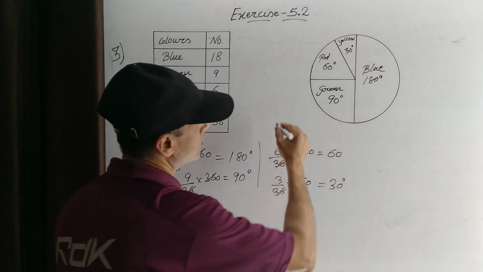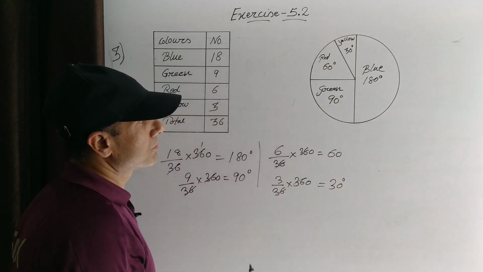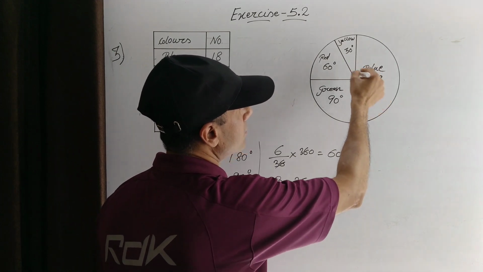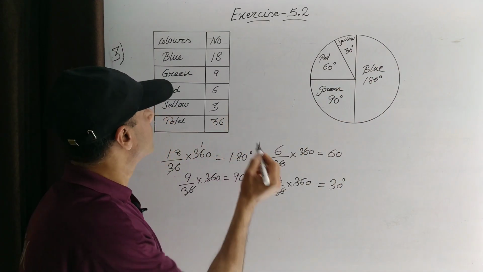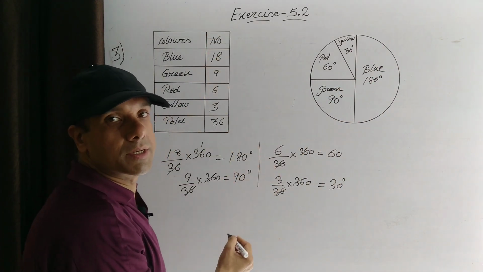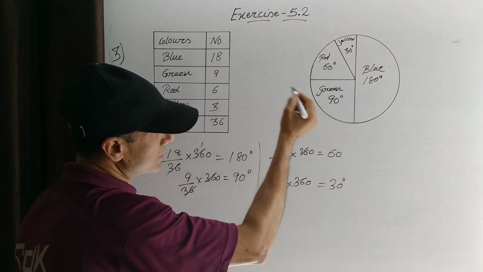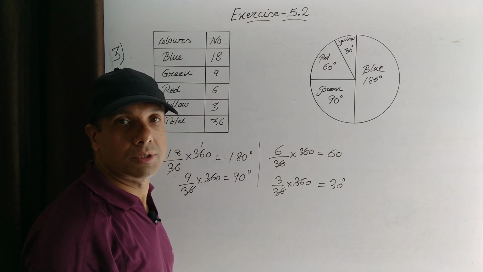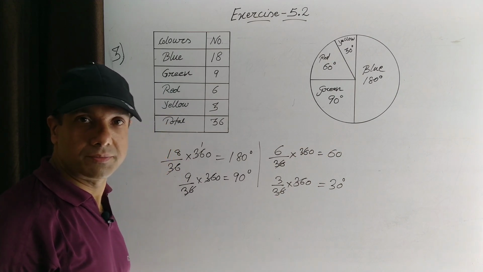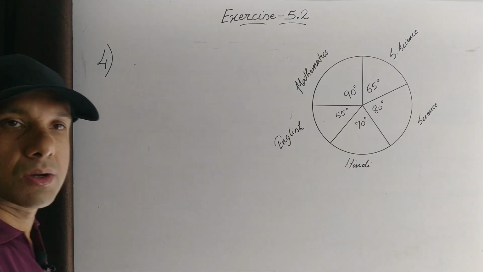Clear? So we have obtained a pie chart based on the central angles of various sectors which represent certain data, as in total these angles at the center add up to 360 degrees. Clear? Question number 4.